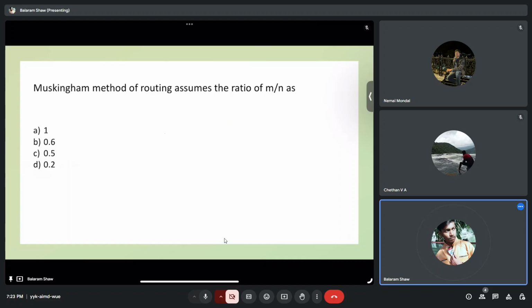Next question is, the Muskingum method of routing assumes the ratio of m by n as 1. We have seen that. Consider the ratio as 1. That is, option A is the correct answer.